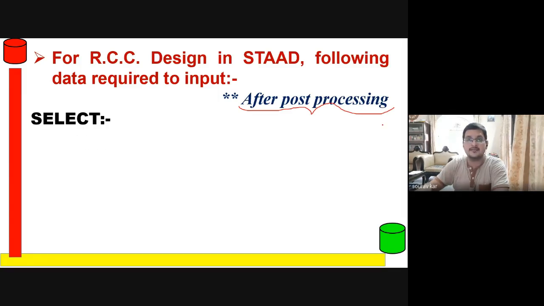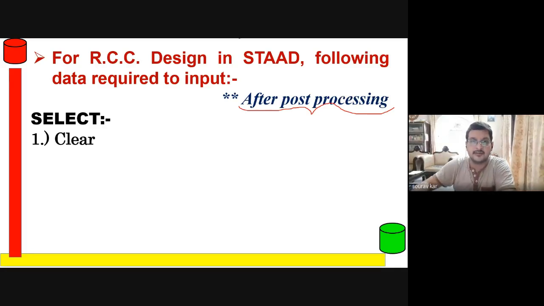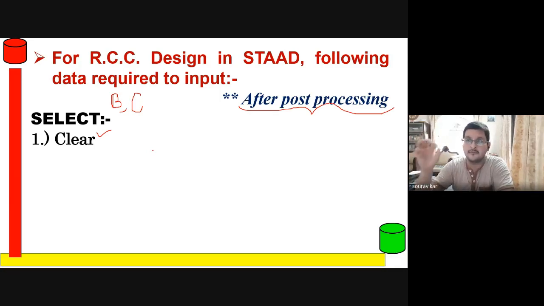First, what are the parameters we will select? First is CLEAR. Now see, we have to design for both the beams as well as columns. So we have clear cover for beams and columns. CLEAR is the clear cover of beam. Please write in your copy what parameters we usually select. We will select this option and we will give two values: one value for clear cover of beams and another value for clear cover of column.